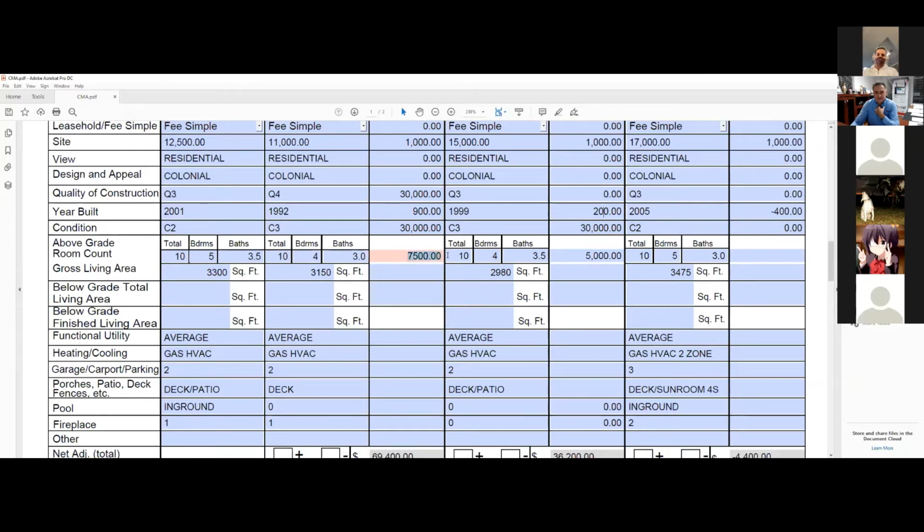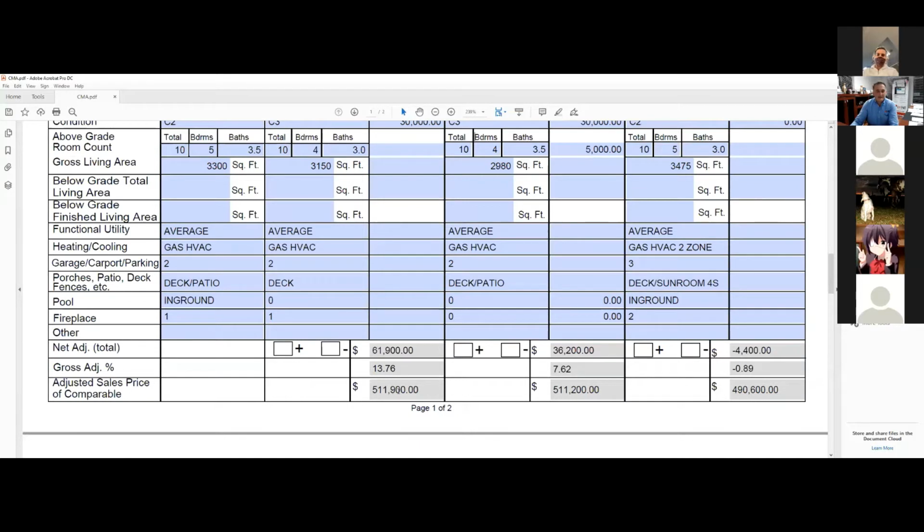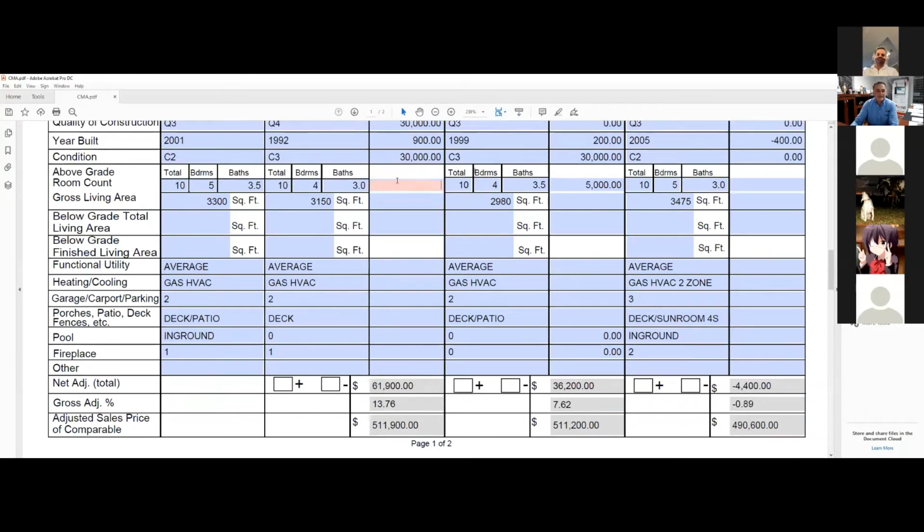So let's say, look, I'm going to remove this for a second. Now, if you look at the bottom number, 511,900, right? I'm going to put $7,500 credit. Now, as you can see. Oh, I see. All right. That's how it works. So let's move on.